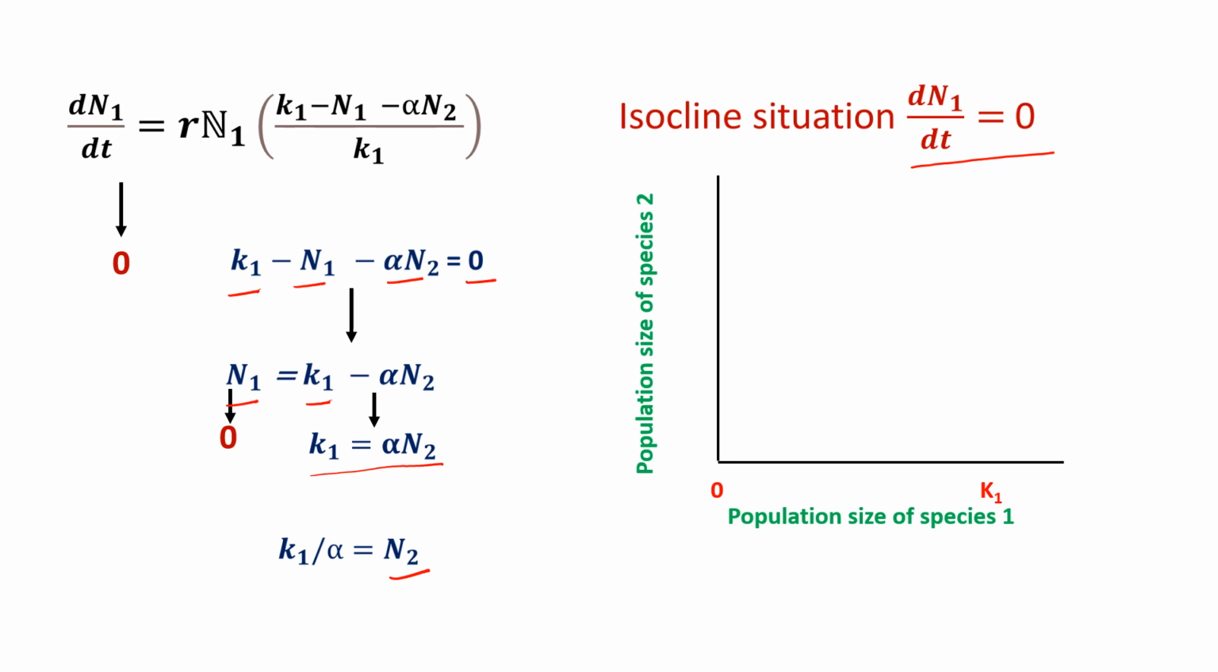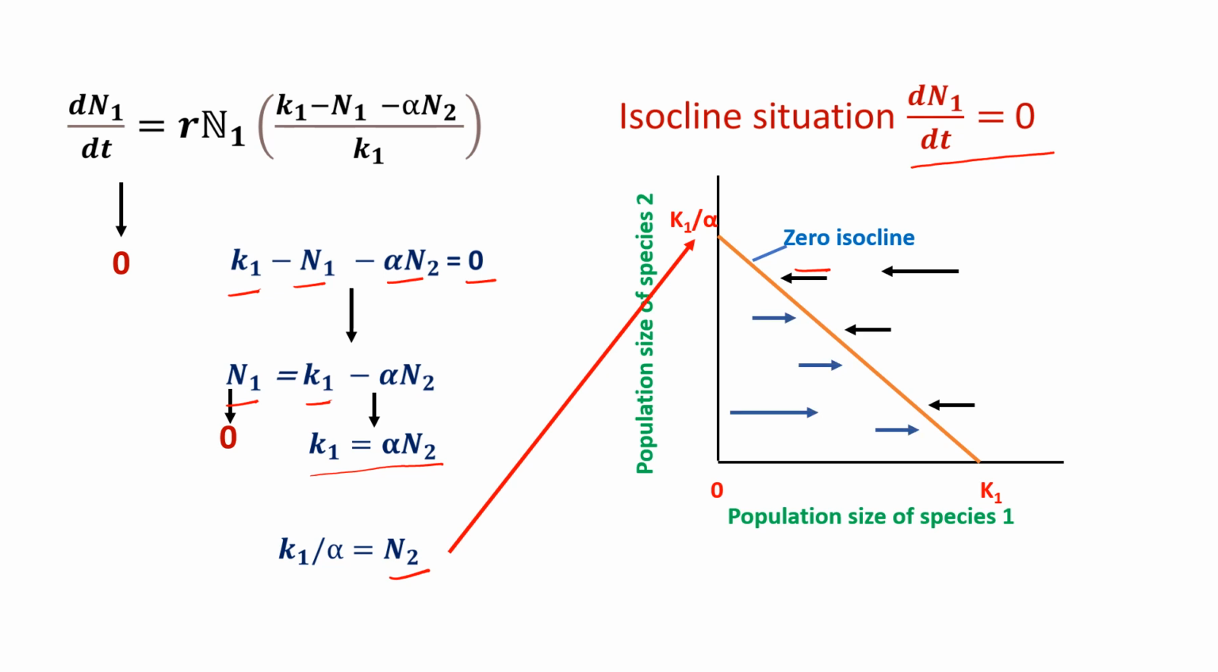Now 0 to K1 is the size of species 1, and 0 to K1 upon alpha will be the size of species 2. This K1 upon alpha we have taken from here. When we plot the graph, the zero isocline will be here. What is the meaning of the zero isocline?